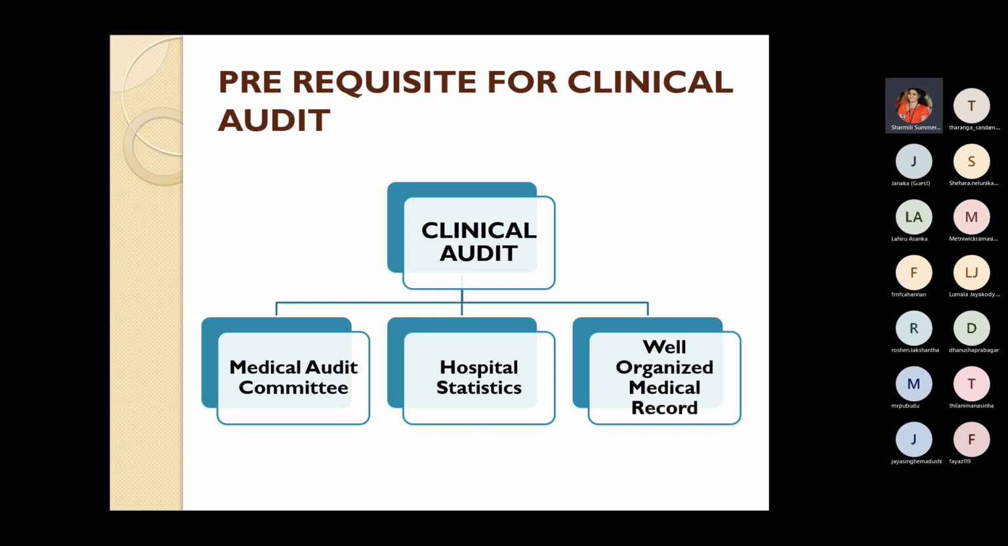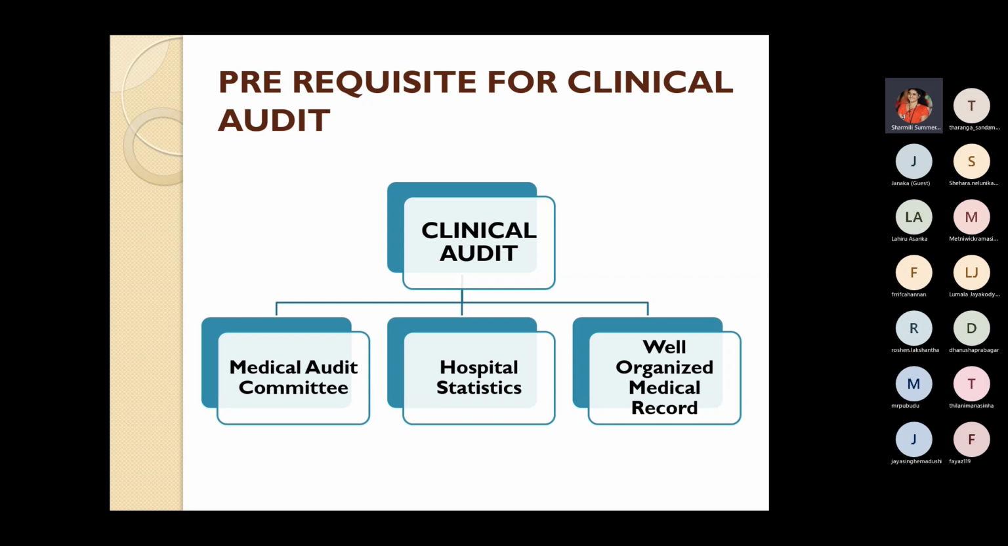In the statistics we have the total number of beds, total number of doctors, total number of nurses, and how many patients are admitted to each and every ward per day, how many are discharged, what the death rate is, and what the maternal death rate is. Maternal death rate means pregnant women who are dying. What about childbirth? They have separate statistics for all of these. So that is the hospital statistics. Then a well organized medical record.